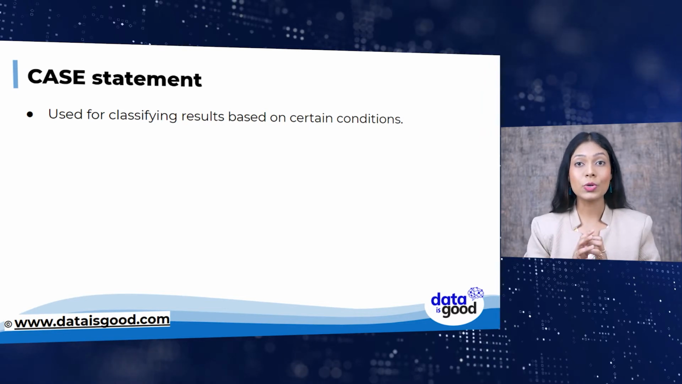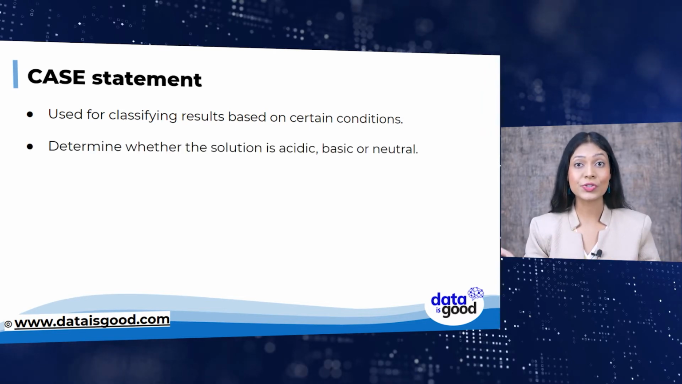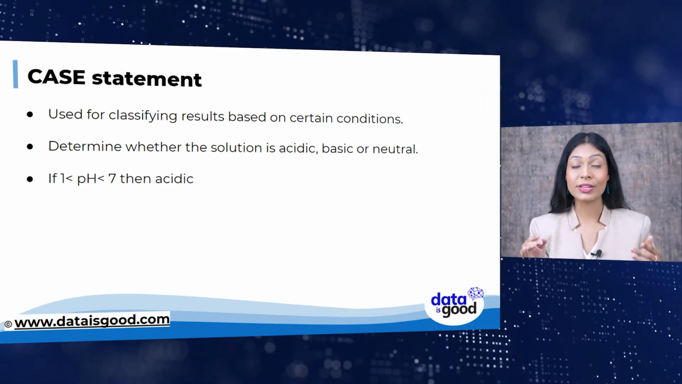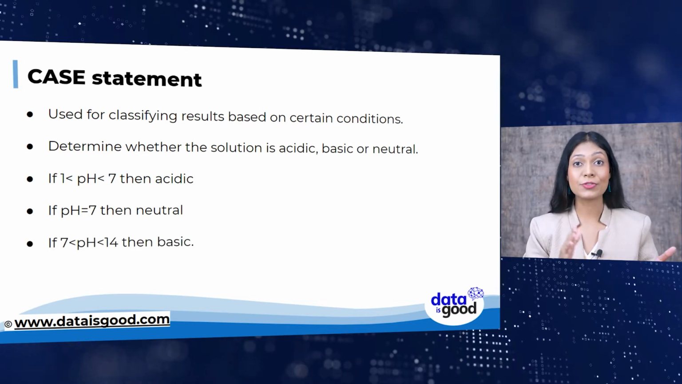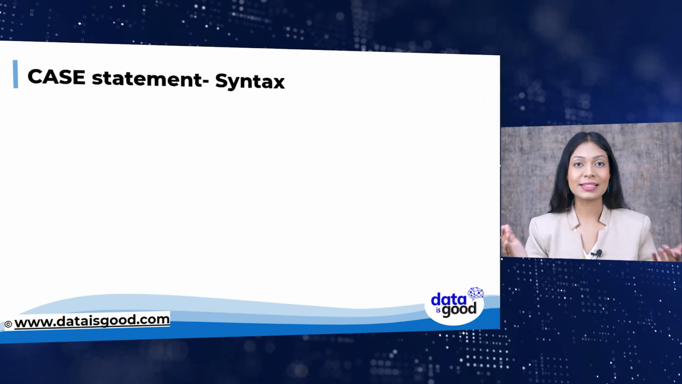For example, if you want to determine whether the given solution is acidic, basic, or neutral by looking at its pH value: if the solution has a pH between 1 and 7, then the solution is acidic in nature. If the pH of the solution is 7, then the solution is neutral. And if the pH of the solution is between 7 to 14, then the solution is basic. In this case, we can use the case statements. Let us look at the syntax of the case statements.